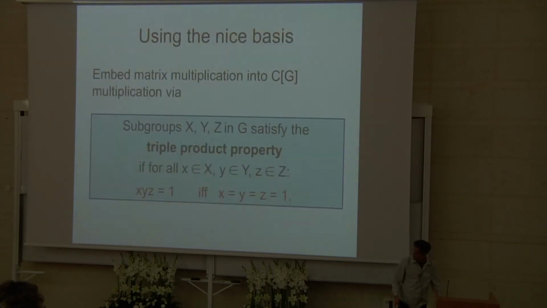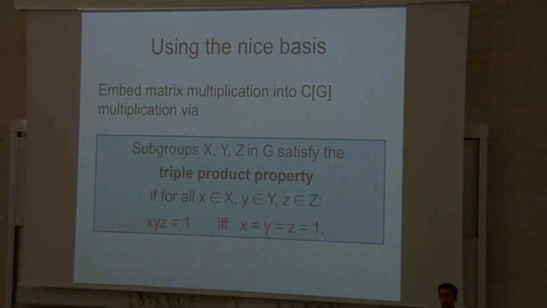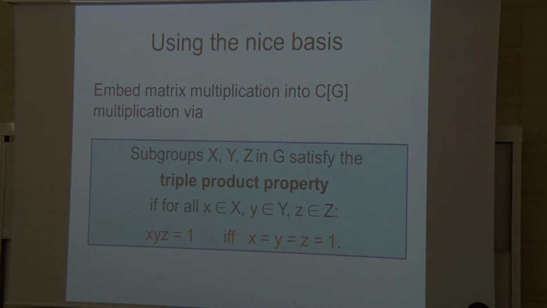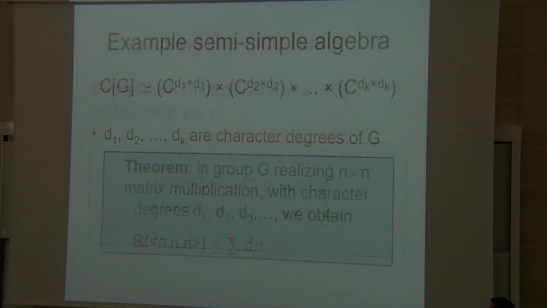Sorry, I just wanted to leave that for one second. So, in other words, the question about whether you can embed matrix multiplication is not just the question of can you reduce this to this other thing, but actually a question about finding subgroups of groups with a certain property. So that's the way in which the nice basis manifests itself in this setting.